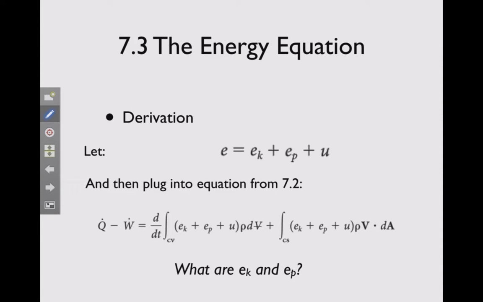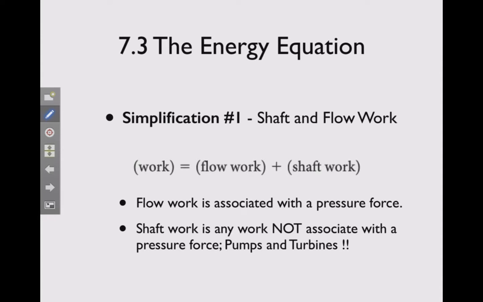So what are they? They're the kinetic and potential energy per unit mass. That's the first thing that we're going to do. We'll see when we start writing the equation down that we'll put in those values for e_k and e_p. There are a couple of simplifications or derivations that we need to do, and we'll see how these work out. Again, I encourage you to read carefully through the book, section 7.3, to get the details of the derivation.